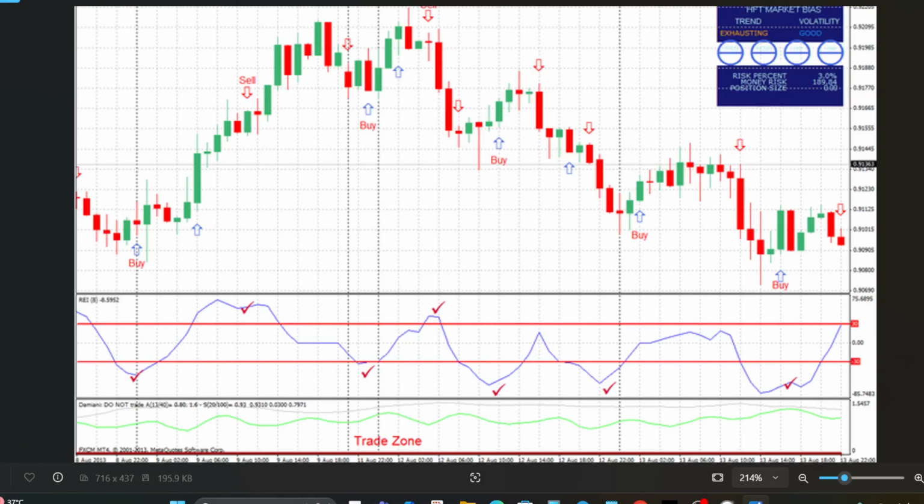Okay, now that we understand what the range expansion index is and how it works, let us just talk about how to use it in your trading strategy.